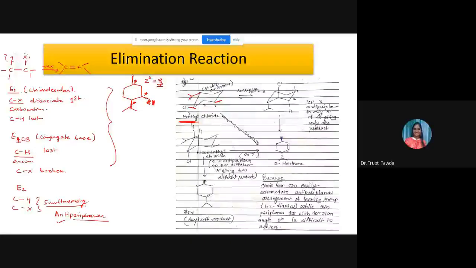Okay, I'm arranging this into the other isomer, where I flip the ring, and now I can see this methyl group is at axial position, this isopropyl group is at axial position, and this chlorine is at axial location. Okay, if you see, this is the most stable isomer. Why? Because all the groups are at equatorial location, so it is the most stable one.